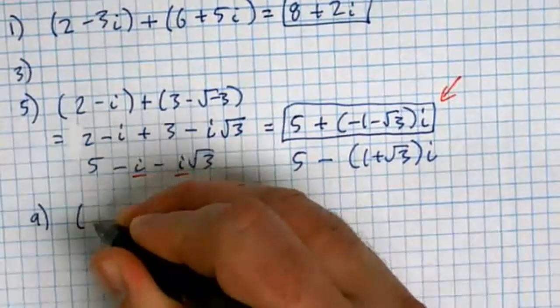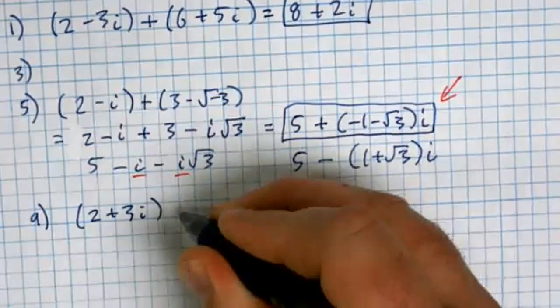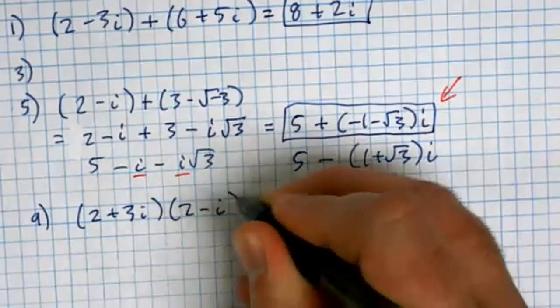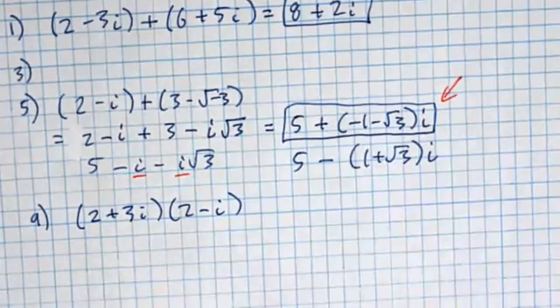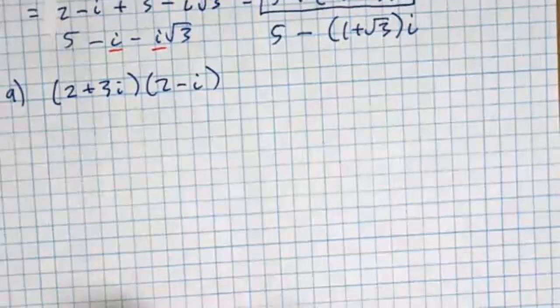We have quantity 2 plus 3i times quantity 2 minus i. And pick your favorite method for multiplying two binomials, FOIL or a little box thing, or however you want to do it. I'm going to go FOIL with this.